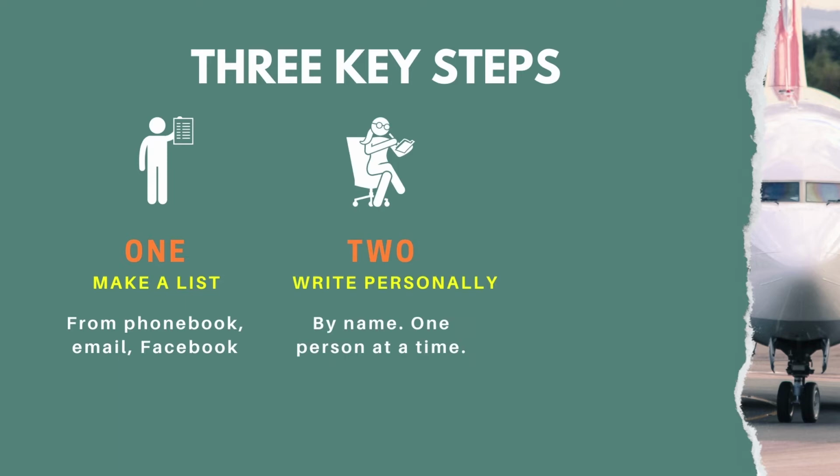Step 2, write to them, personally, by name. One person at a time. Don't worry if you don't know what to write. We have templates below this video for you to adapt. Writing individually is really important because if you send a message out to more than one person at a time, say a round-robin email or a group post of some kind, it diffuses the responsibility of the people receiving it to respond to you.